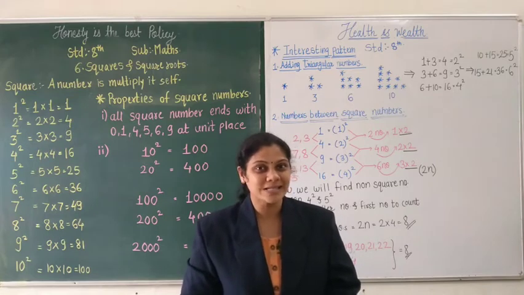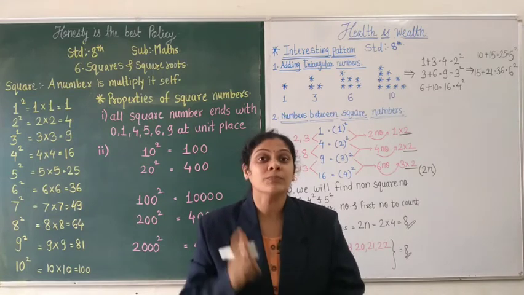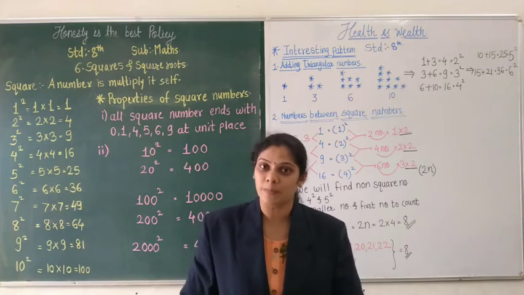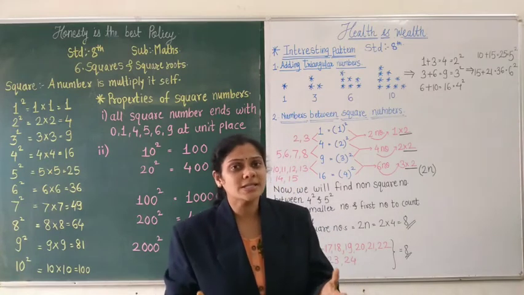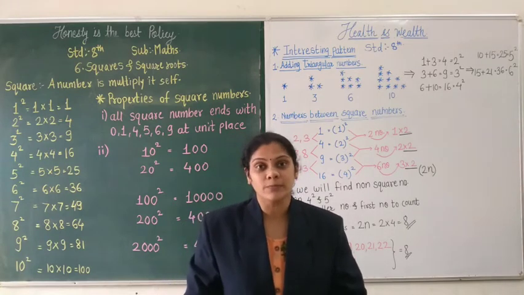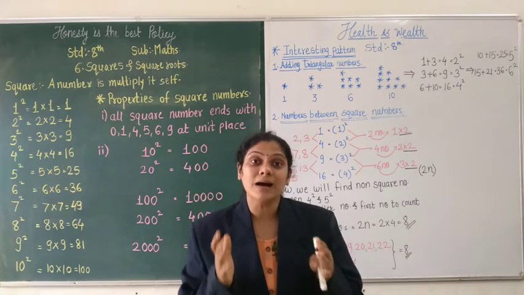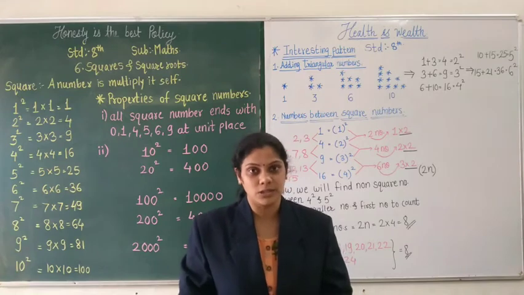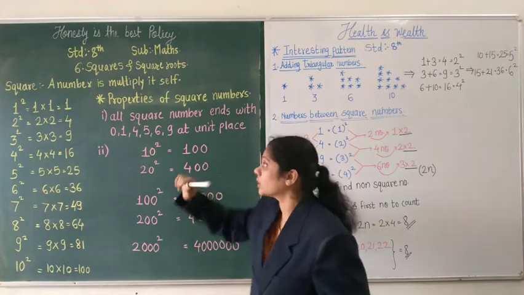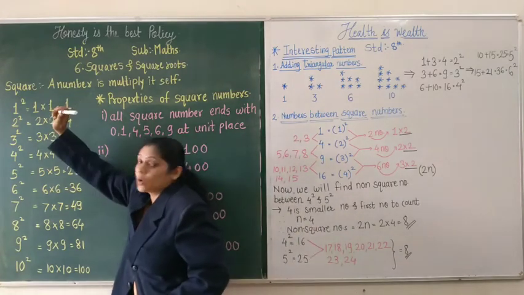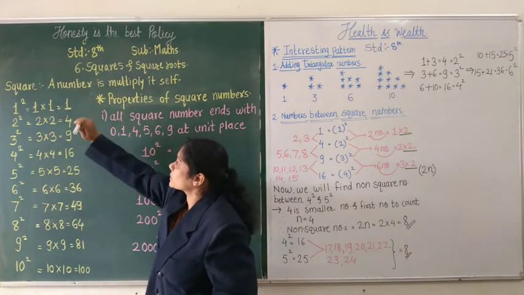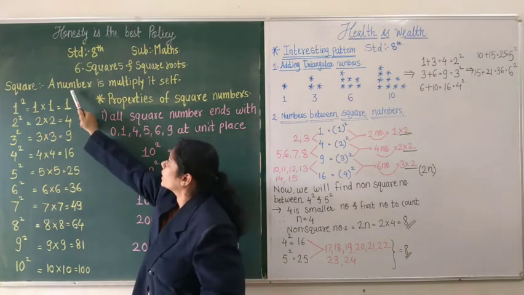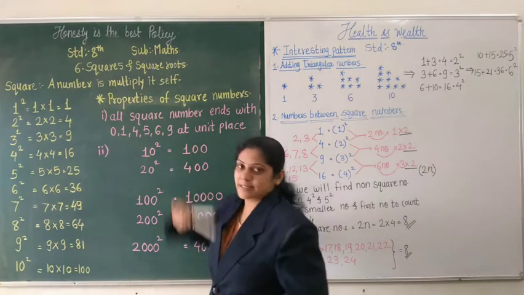So without wasting our time, we will start to study our first concept of this topic, that is square. So dear students, what is square? When we multiply a number by itself, we get a square of that number. Listen here carefully, look here carefully: square. What is the meaning of square? A number is multiplied by itself.